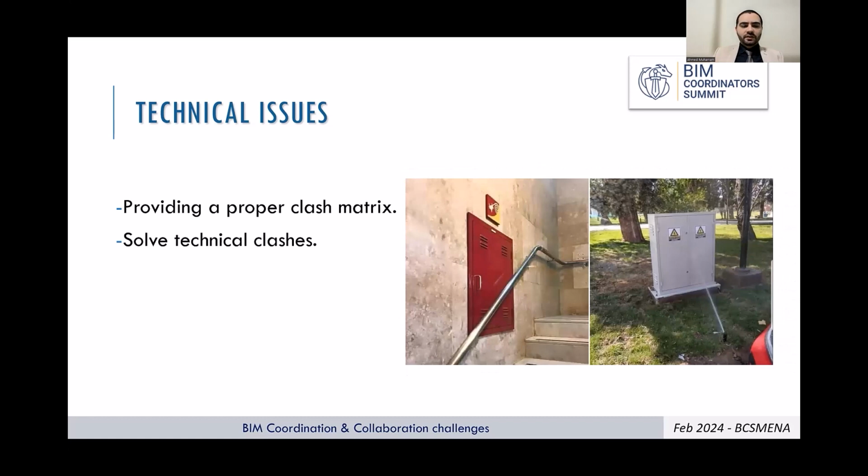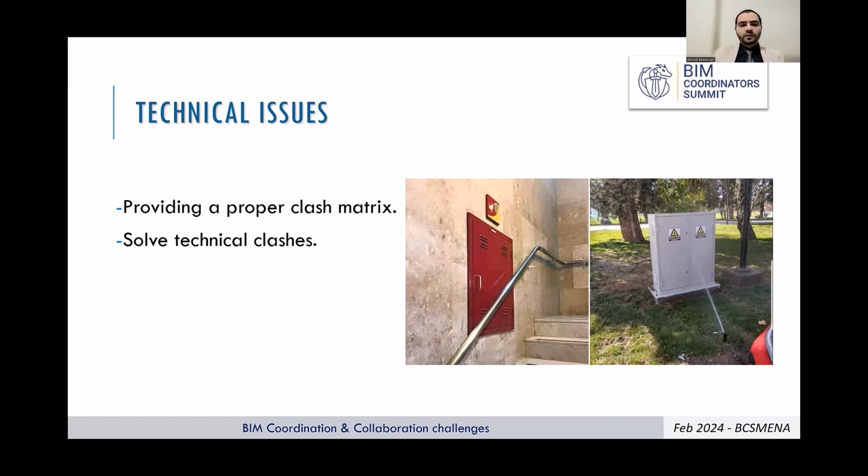Because technical clashes sometimes cannot appear in the clash detection, or you can't specify the clash matrix to detect the technical clashes, as we can see in the pictures. Some of them can be managed through some editing in the families of the equipment, but it also takes time. So visual inspection is very important.